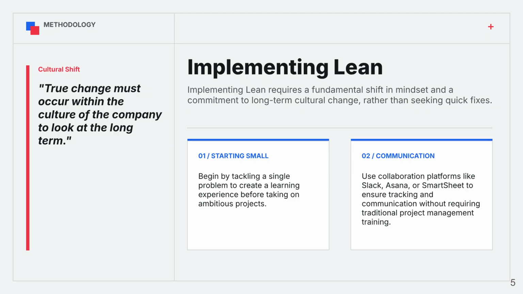Another essential factor is effective communication. Lean initiatives involve people from different departments, so collaboration and transparency are critical. Modern collaboration platforms such as Slack, Asana, or Smartsheet help teams share updates, assign responsibilities, track progress, and resolve issues efficiently. These tools make project coordination easier, without requiring everyone to be an expert in formal project management.